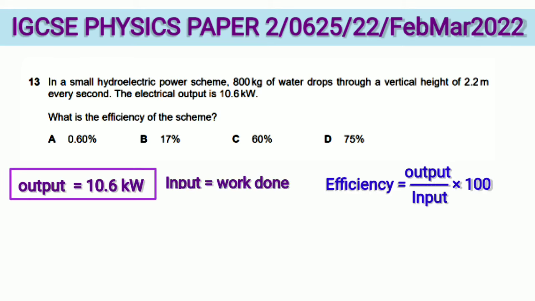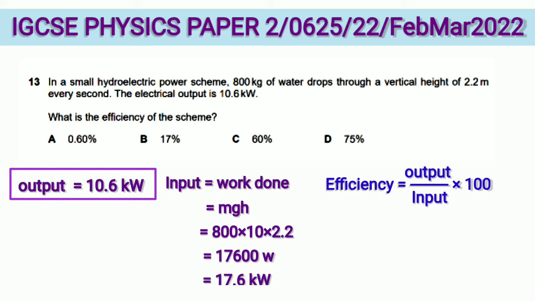Here input will be work done, that is mgh. Mass is given 800 kg, height is 2.2 meter and g we can take as 10 meter per second square. So mgh is equal to 800 into 10 into 2.2, which comes to 17,600 watt. But our output is in kilowatt, so we will convert input also in kilowatt by dividing by 1000. So we have input equals to 17.6 kilowatt.